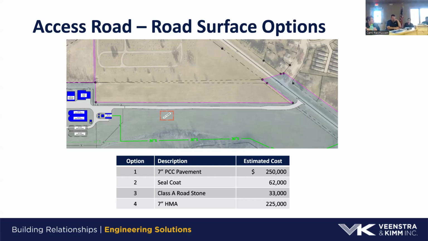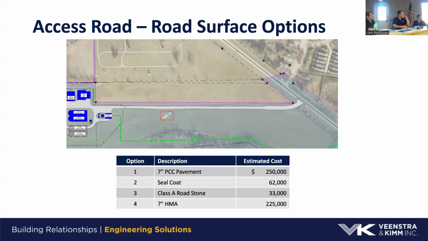Looking at these options, it kind of comes down to how far out you want to project. The Class A roadstone, I don't know that that would be a great long-term option. You also have the concern with dust and potentially that blowing around, but you can see the range in the pricing. Certainly there's quite a range.